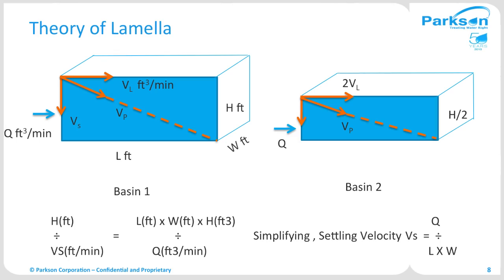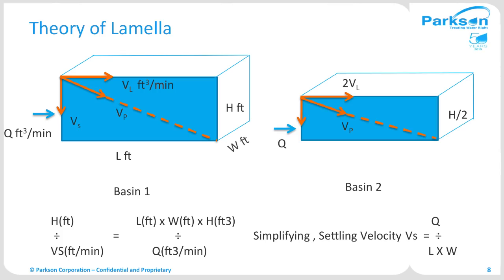Theory of Lamella. Let's just consider this basin 1. The water will be entering the basin 1 at velocity VL, and it will be flowing along the length uniformly and exits the basin at the other end. And the particle will be settling at the velocity Vs. The trajectory will be shown as vector Vp.